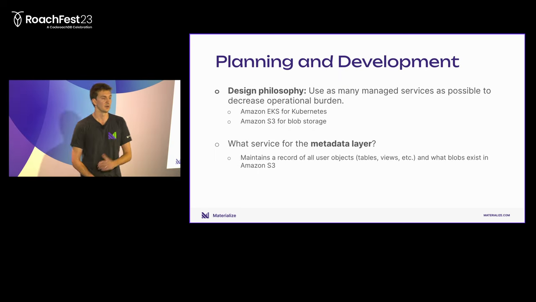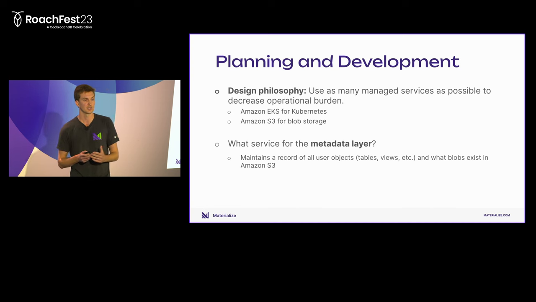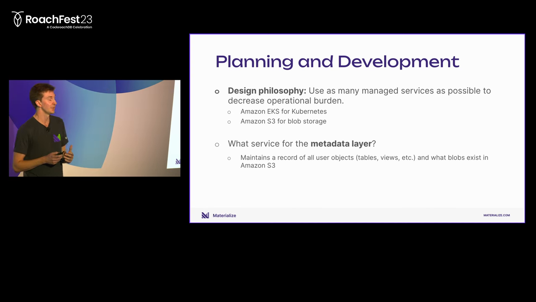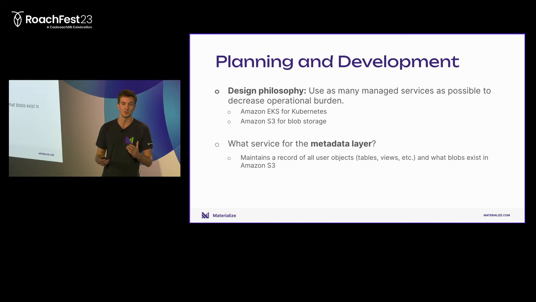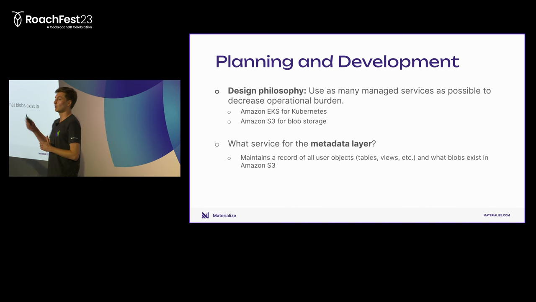As we're planning and coming up with the architecture for our transition to the cloud, the design philosophy we had was to reduce operational burden as much as possible by using managed services. So for example, we use Amazon EKS for our Kubernetes clusters and Amazon S3 for our durable blob storage. But it left a question: what service do we use for the metadata layer? For example, what do we use to store what tables and views a user's created? And how do we link those blobs in S3 to the tables that they should belong to?